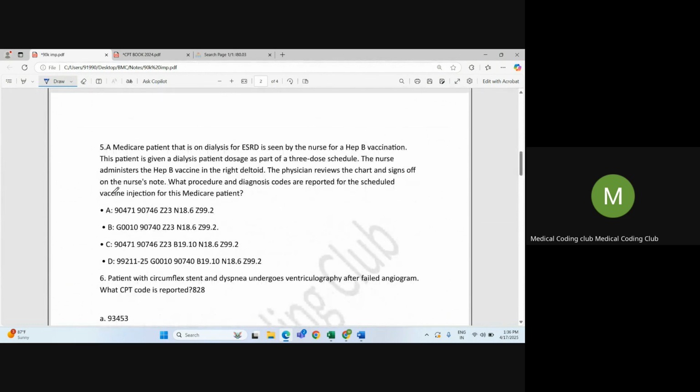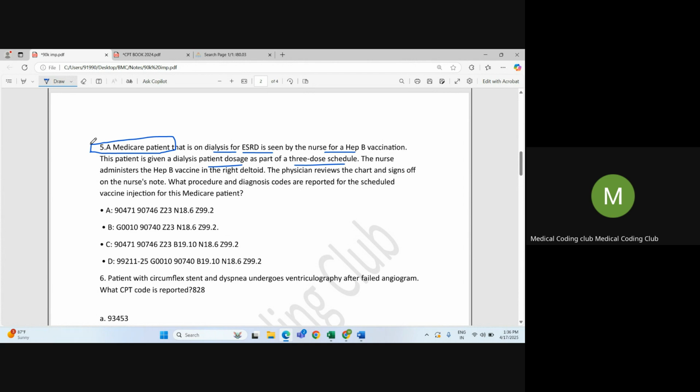So next question. A Medicare patient on dialysis for ESRD, that is end stage renal disease, is seen by a nurse for hepatitis B vaccination. The patient is given a dialysis patient dosage as part of a 3-dose schedule. So here they have specified the payer name as Medicare. When you are getting Medicare as an insurance, please be aware of the payer specific coding guidelines.